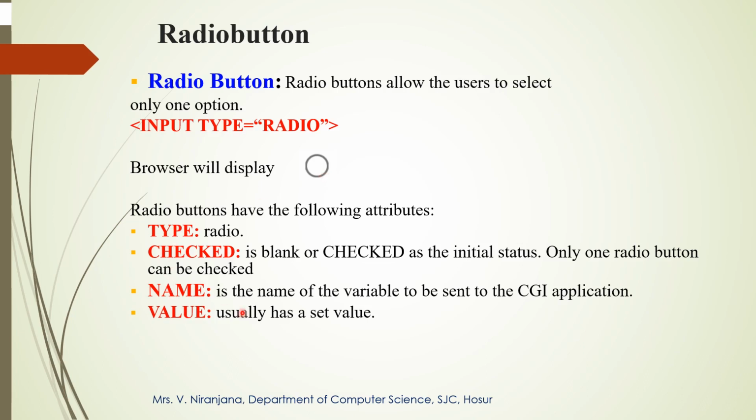Then these are the attributes: type, checked, name, and value. So these are more or less similar to the previous elements. Here the type is equal to radio.